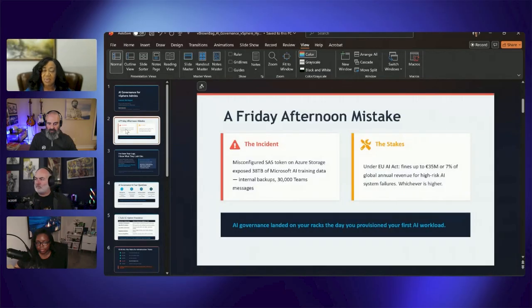I have a real-life example. A misconfigured SAS token on an Azure storage account exposed 38 terabytes of Microsoft AI training data, including internal backups and team messaging. The stakes are pretty high now that regulations are emerging. The EU AI Act is probably the most prominent one, where you can have fines up to 35 million pounds or 7% of global annual revenue. You need to be looking at high-risk AI system failures, and whichever is the higher penalty, they're going to charge you.